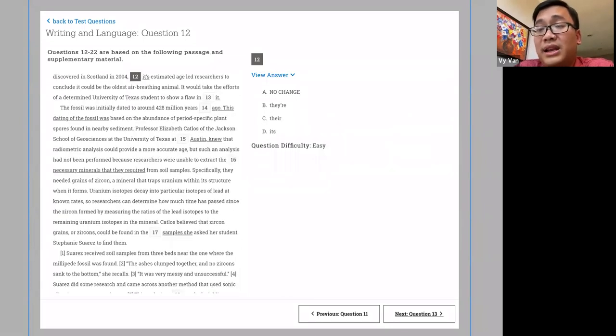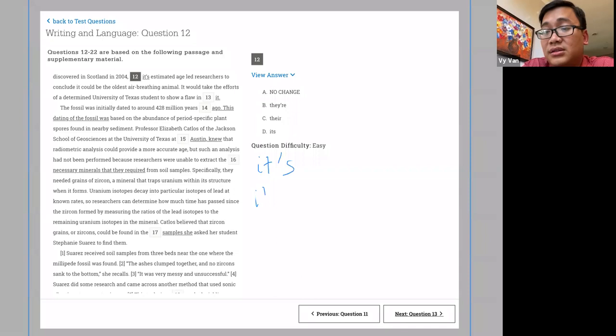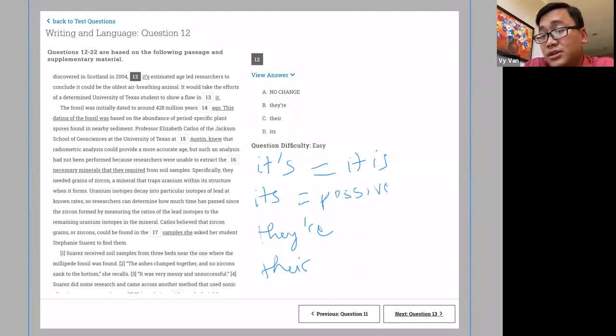Number 12. Again, this is a very common type of question on the test. They want you to understand the apostrophe here, or the difference between "it's" and "its," or "they're" and "their." This is a contraction, so this means "it is." This means possessive. This is also a contraction: "they are." And this is possessive.